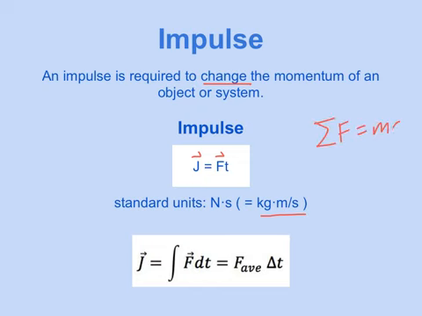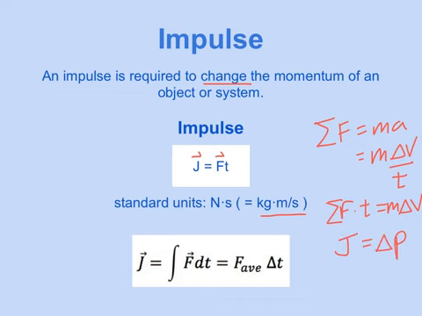It really doesn't tell us anything much different, since an acceleration is a change in velocity over time. Then all we're doing is we're saying if we take the net force and we multiply it by the time, we get the mass times the change in velocity, or impulse equals change in momentum. So why do we want to talk about this?